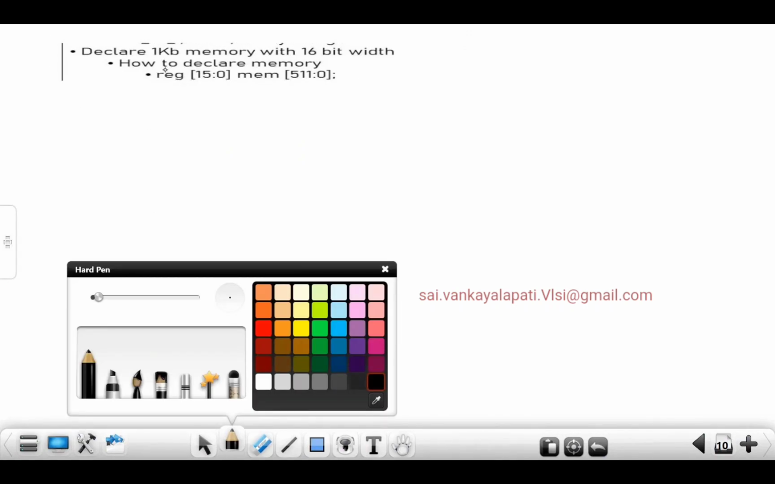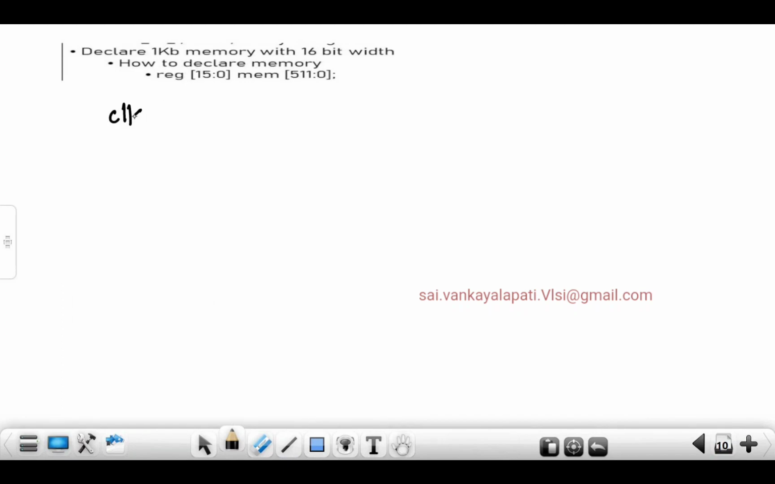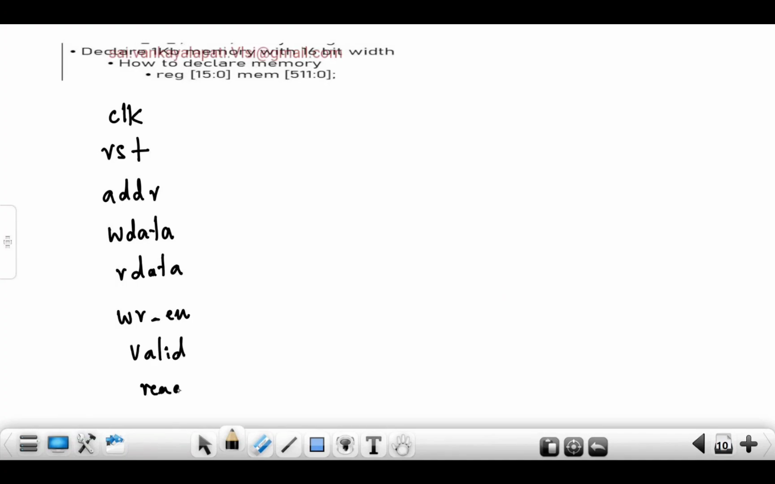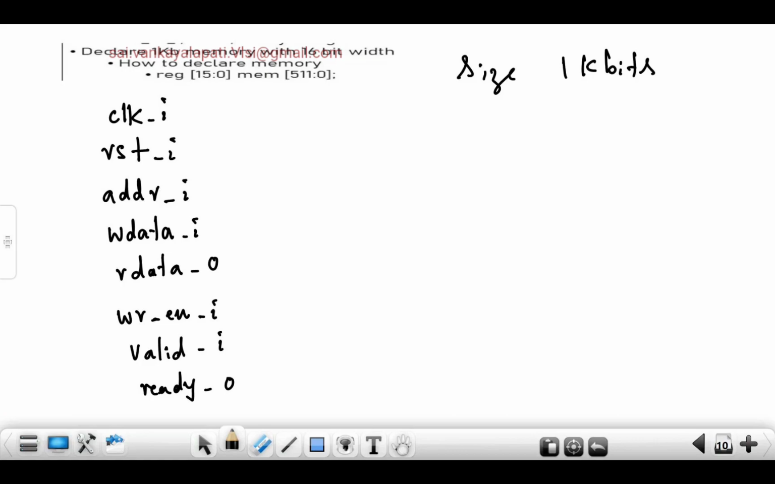Now what are the ports for the memory? Clock, reset, correct. Then address, write data, read data, read enable, then valid, then ready. So I can write this is input, this is input, this is input, this is output, input and output. Now the size is 1 kilobit. Correct. What is the width he has given? The width is 16 bits.